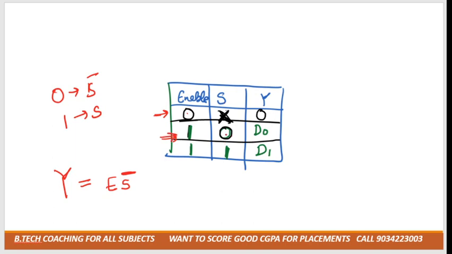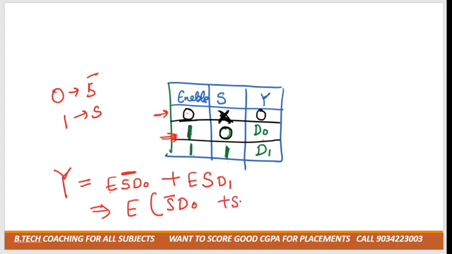Here the value of S is 0, so that is denoted by S bar, and the output here is D0, so we write D0. Plus, then enable pin is 1, so we write E. Now S is 1, so we write S as it is, and the output is D1, right? Enable pin is 1, so E. Select line is 0, so S bar, then output is D0. If select line is 1, then S. Clear? If I solve this, then Y would be E times S bar D0 plus S D1. Correct?